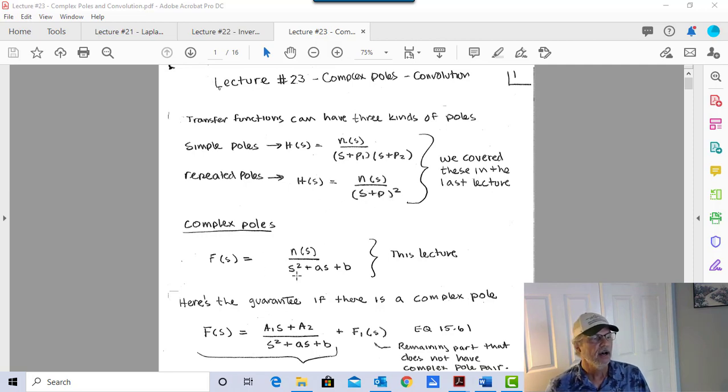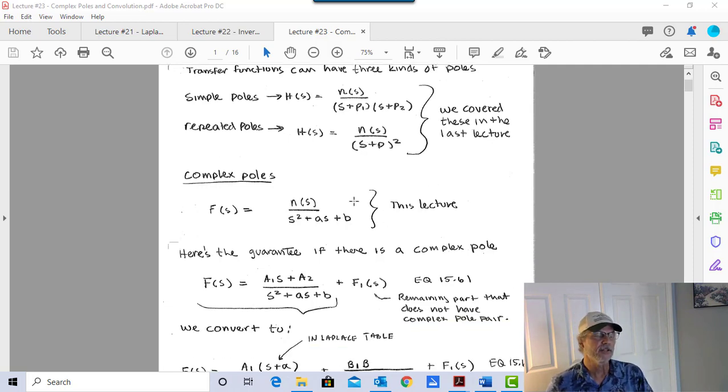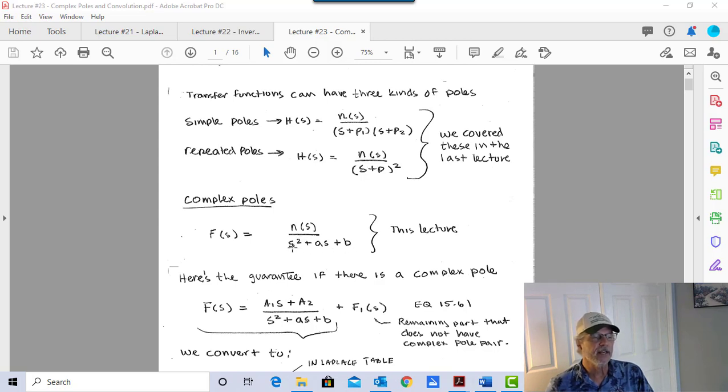It is a quadratic or a complex pole, where we have our numerator, and then below it we're going to have s squared plus as plus b. Now, something that I want to remind you is, just because you see a quadratic doesn't mean that it's a real complex pole, because you may be able to factor this and find that it's really just s plus p1 times s plus p2, and p1 and p2 are real values. So be careful about that.